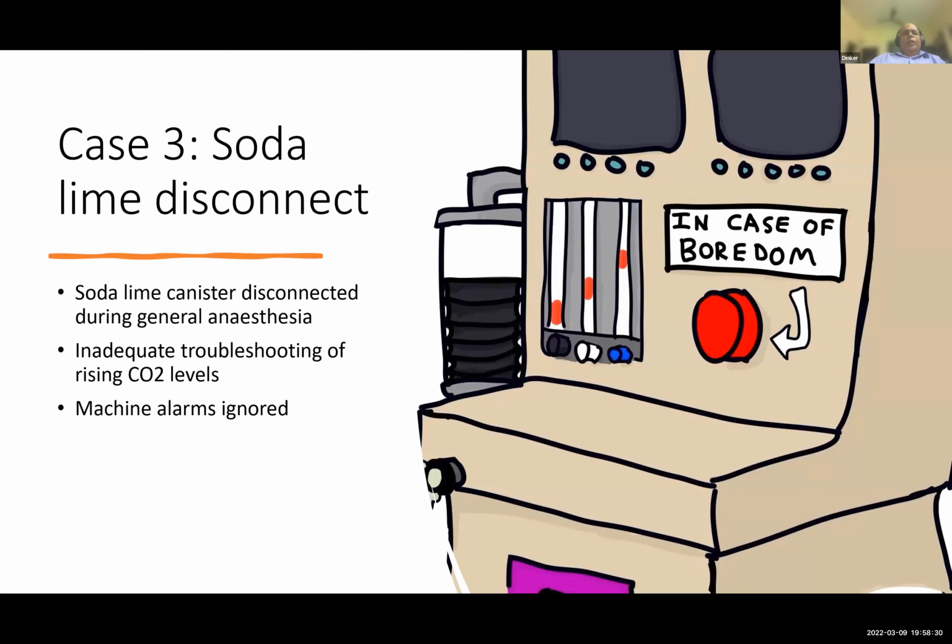So the third case is that of a soda lime disconnect. This was done deliberately. The soda lime canister was disconnected for the participants just to see how they would respond to an equipment failure. And in this situation, this was a very, very advanced machine, where the moment the soda lime disconnect happened, the monitor is flashing alarms to say that there's a soda lime disconnect, and the patient's CO2 is keeping on rising. And the participants, in spite of this alarm on the monitor, missed it.